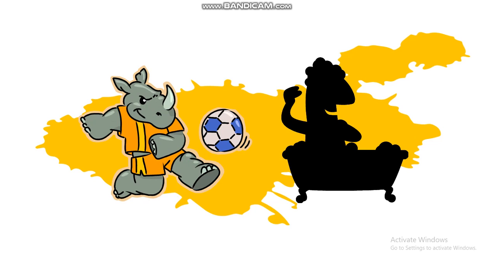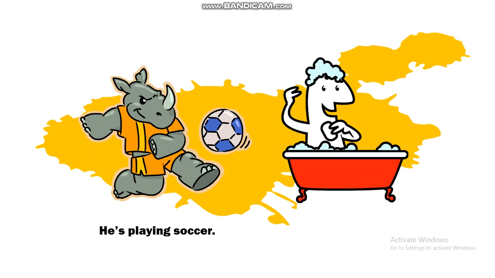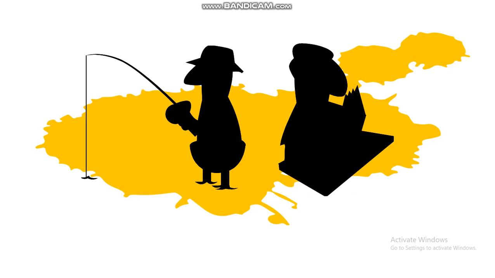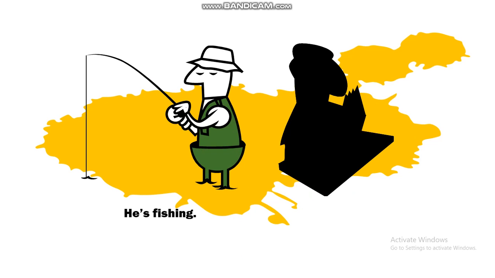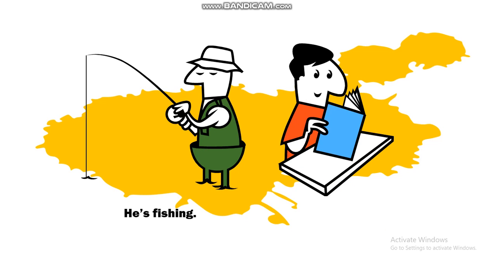He's playing soccer, and soccer means football. Excellent. What about this one? He is taking a shower. Good. Here he is fishing. Excellent. What about this one? He is reading a book. So as we said, we use the present continuous to talk about actions happening at the moment, what I am doing right now. Okay, so when do we use the present continuous again?